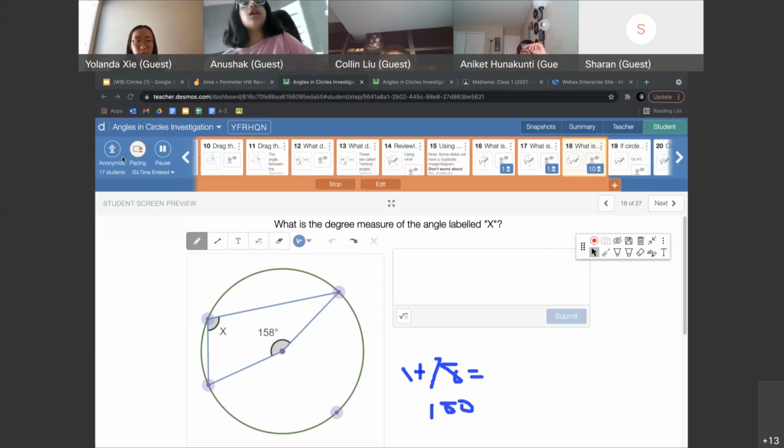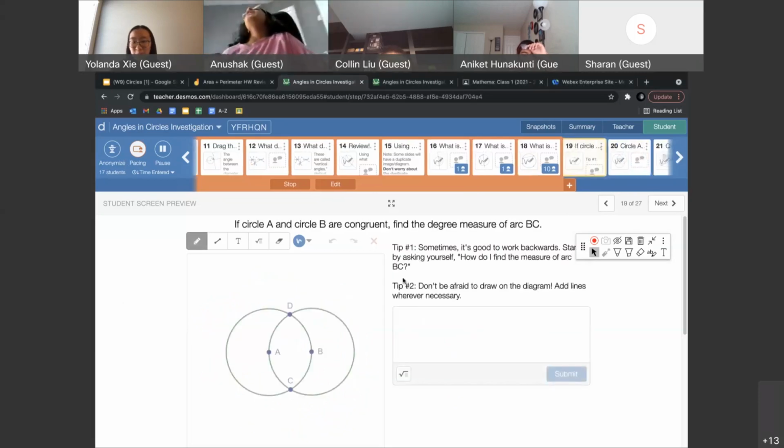All right, I'll erase that later. Okay. So if circle A and circle B are congruent, find the degree measure of arc BC.